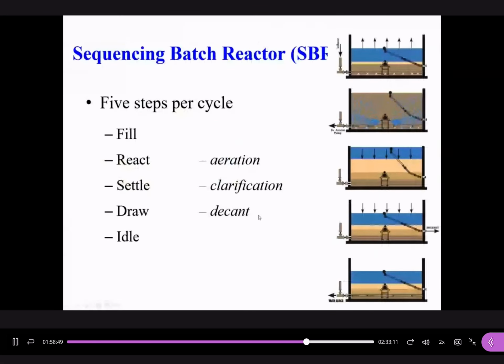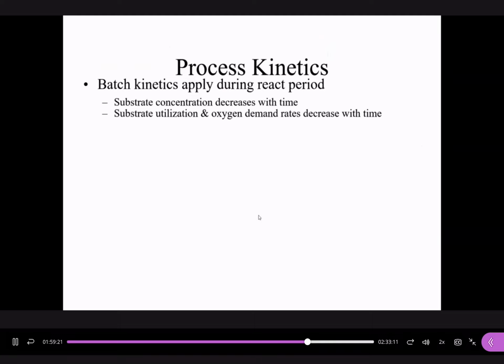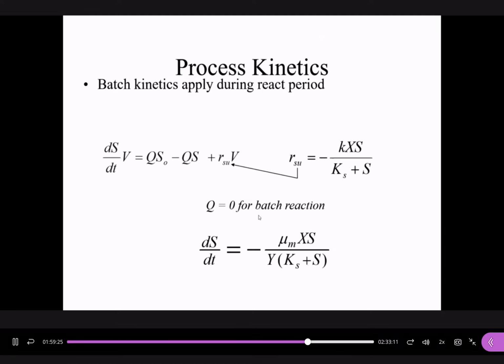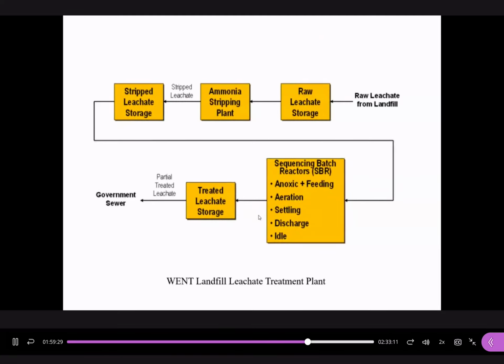SBR, sequential batch reactor. It's not continuous flow. By its name, it's batch. So 5 steps: fill, react, settle, draw, and idle. All the steps happen in the same tank at different times. You can imagine SBR is used for small scale because it's not continuous flow. The small scale treatment. I'll skip the kinetics in SBR.